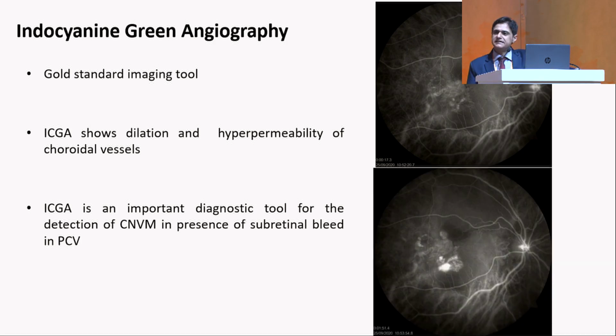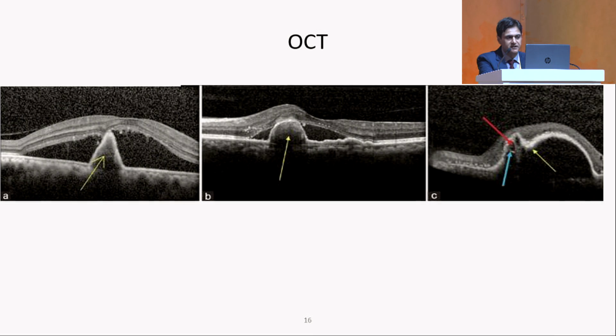I think ICG is still the gold standard because on OCTA it is very difficult to find a polyp unless you already know it is there. Probably retrospectively it's much easier to find it.